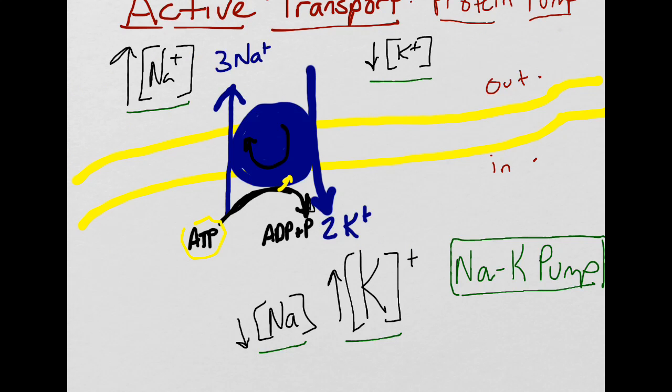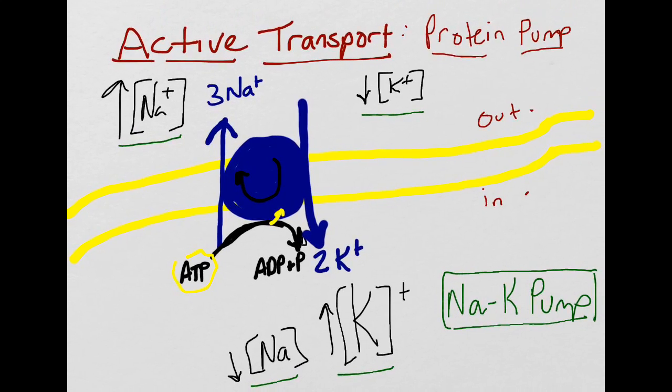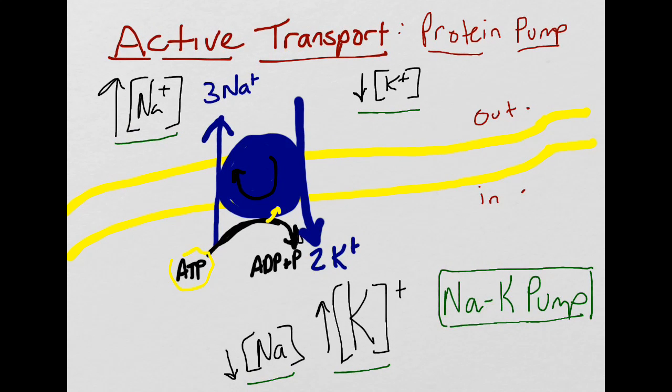So that's the sodium-potassium pump, an example of a protein pump found in a membrane. It's an example of active transport. Requires energy and goes against the concentration gradient. 3 sodium out for every 2 potassium in. Uses 1 ATP for every turn of the sodium-potassium pump.